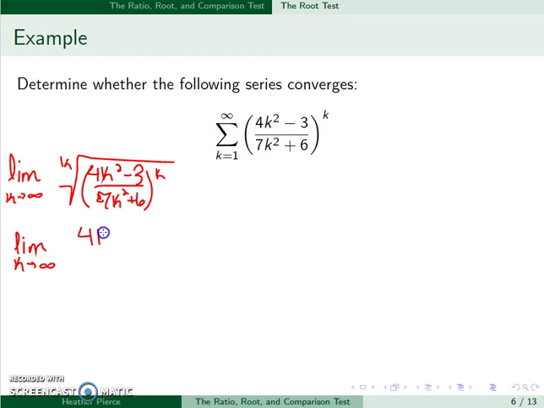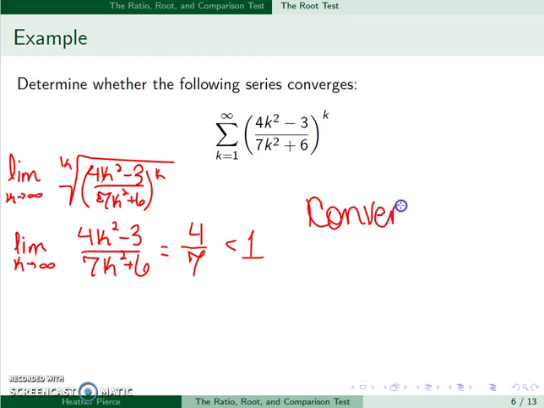So I now have the limit of 4k squared minus 3 over 7k squared plus 6, which, since the degree of the top and the bottom is the same, we just need to look at the coefficients. 4 over 7, which is less than 1. So this series converges.